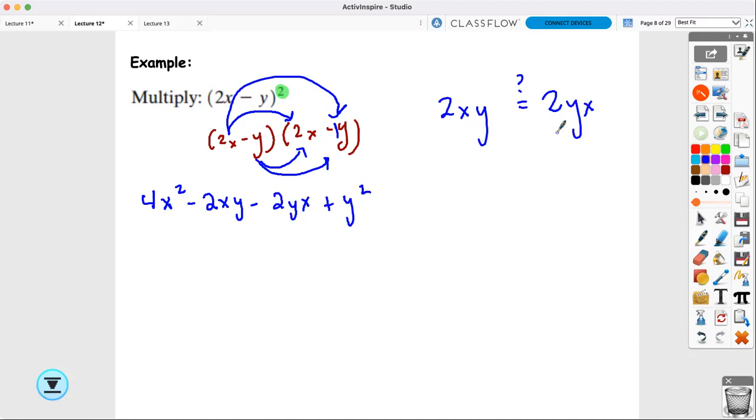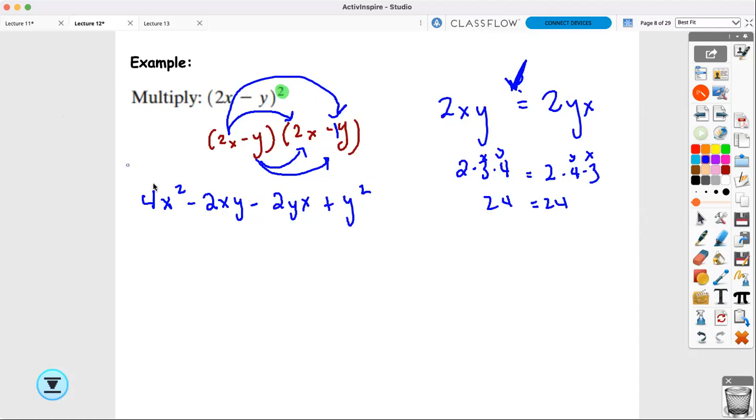The reasoning why these two are equal is because they're the same thing. The order of multiplication doesn't matter, right? For example, 2 times 3 times 4, that's 6 times 4 is 24, which is the same thing as 2 times 4 times 3, which is still 24. And if this was x and y, and this was y and x, therefore the order of multiplication does not matter. So we know these are the same thing.